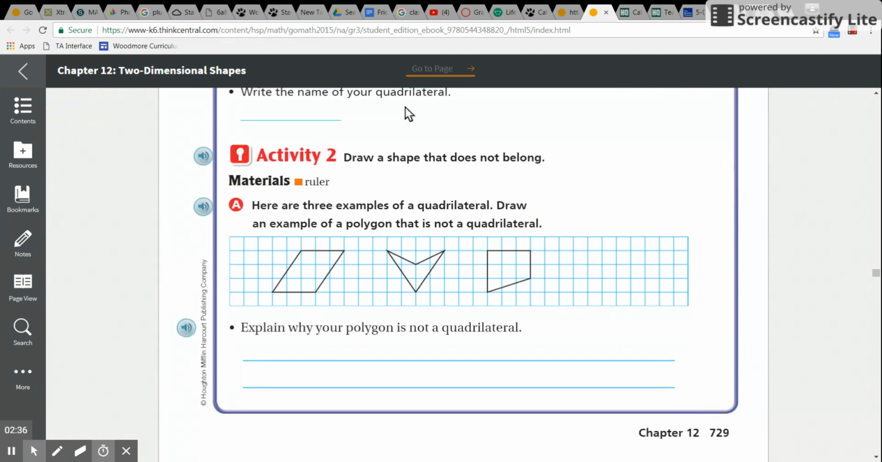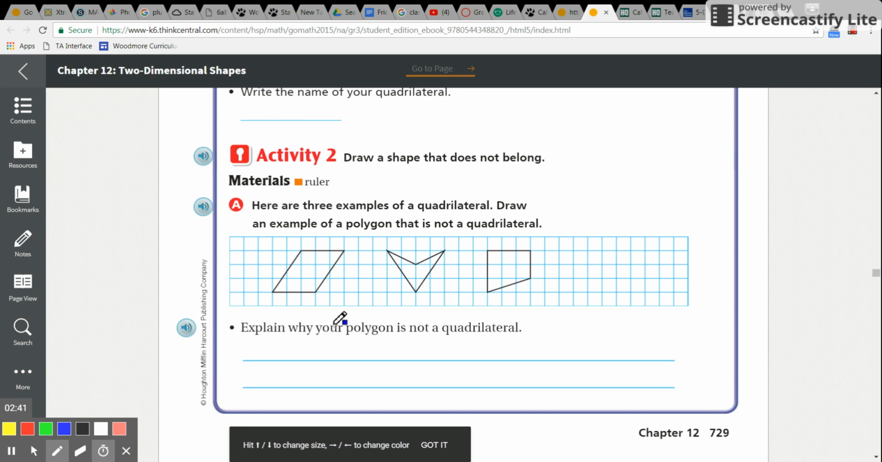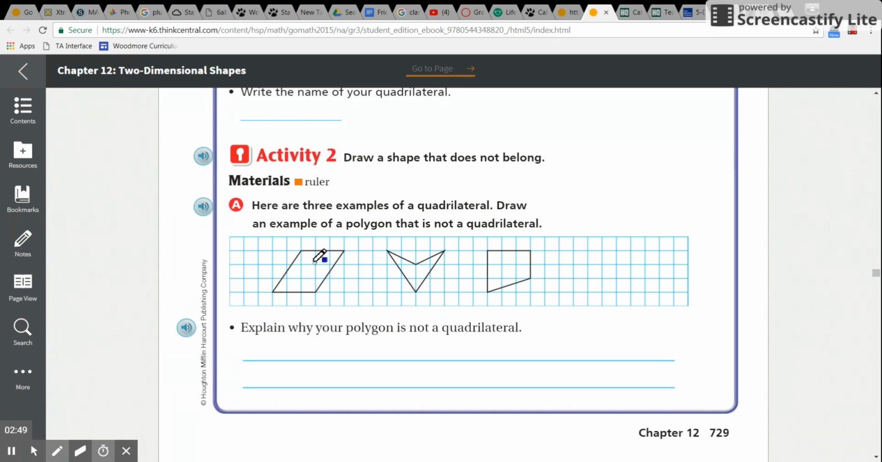There we go. So activity 2. Draw a shape that does not belong. So now you kind of got to figure out what they are and draw a shape that does not fit in with this category. So once again, use your ruler. Here are 3 examples of a quadrilateral. Draw an example of a polygon that is not a quadrilateral.